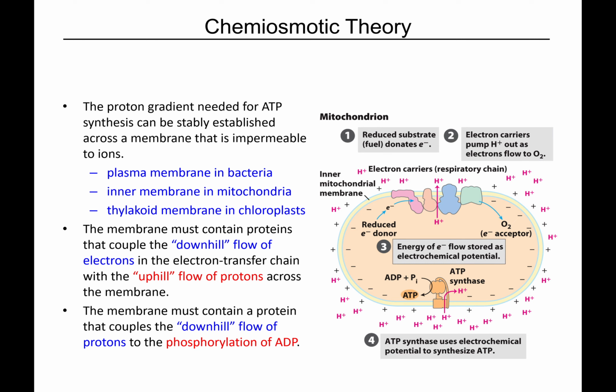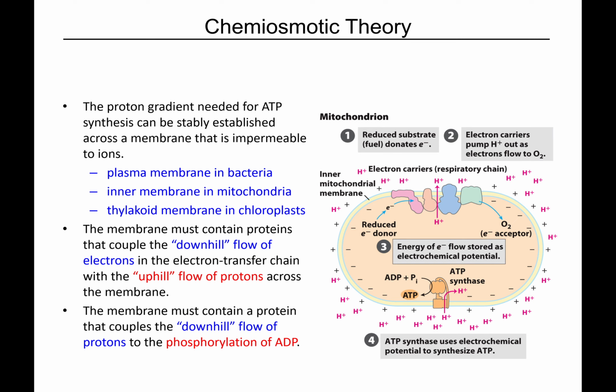And that proton gradient is created through passing electrons from one of our reduced cofactors, one of our electron carriers, all the way to molecular oxygen. So in aerobic organisms, oxygen is the terminal electron acceptor. We oxidize carbon all the way to carbon dioxide. We store those electrons either as NADH or FADH2, and then we pass them through a series of proteins that are embedded in the membrane of either the mitochondria or the plasma membrane or the thylakoid membrane, depending upon what organism we're talking about. And the movement of these electrons is down an energy gradient.